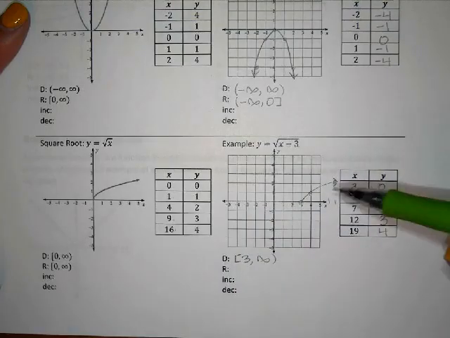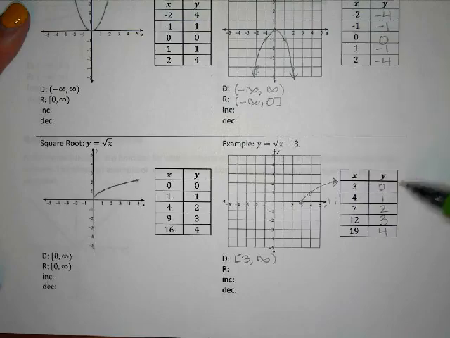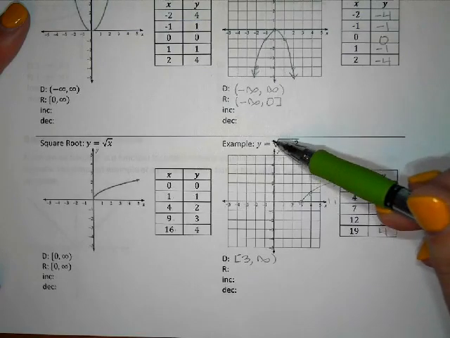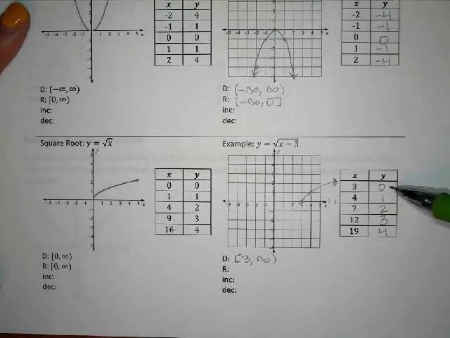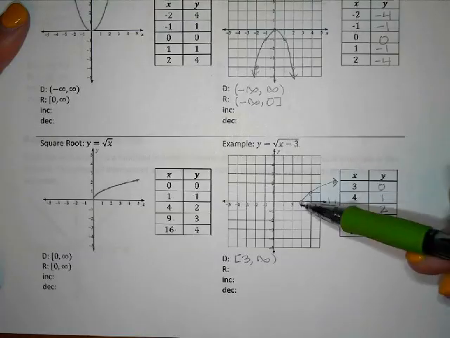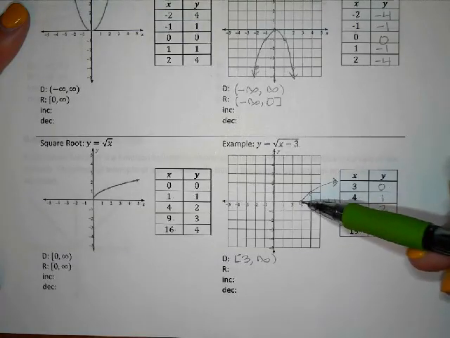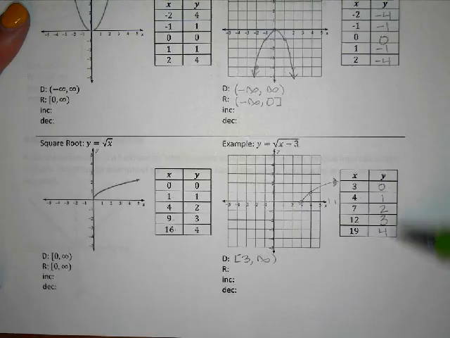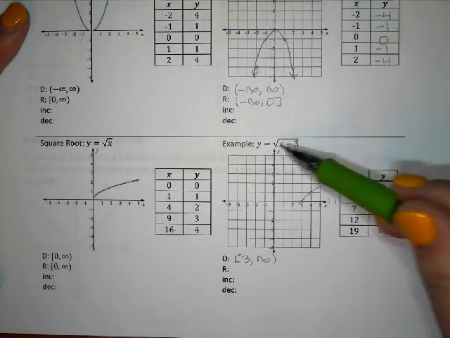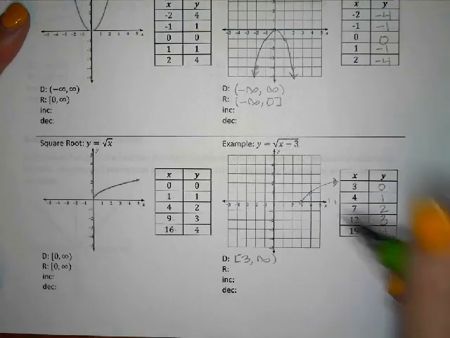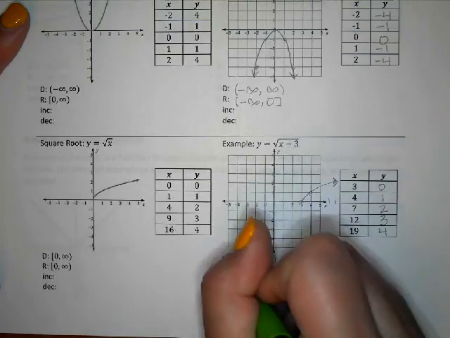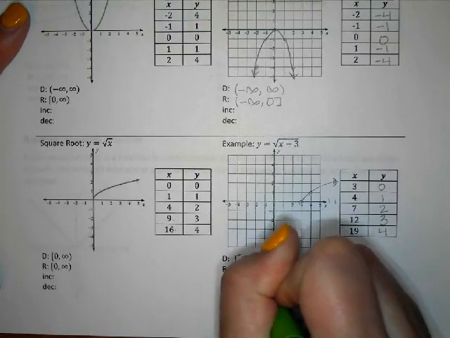And then as far as my outputs go, since I'm taking the positive version of a square root, I can get 0 at the smallest number. You can see that. Here's a y coordinate or an output of 0. And then I can get positive outputs, but I'm not going to get any negatives because I'm not taking the negative version of the square root. So my range is from 0 to infinity.